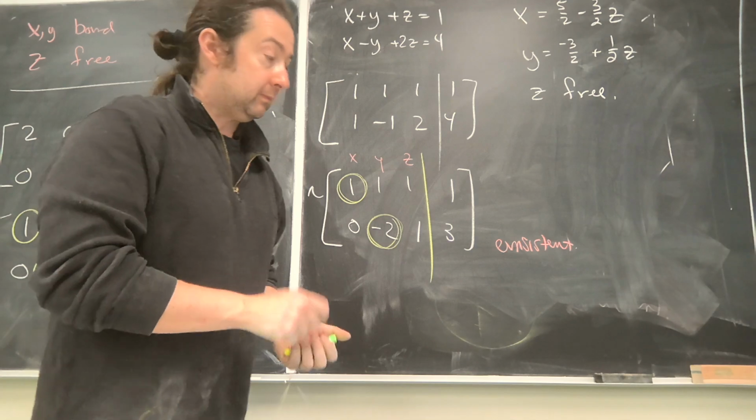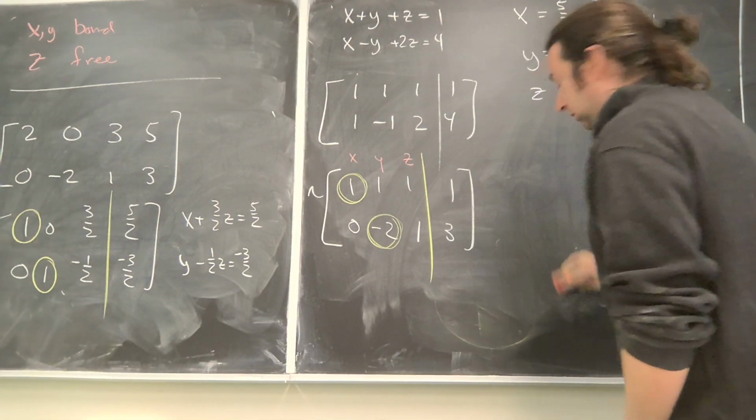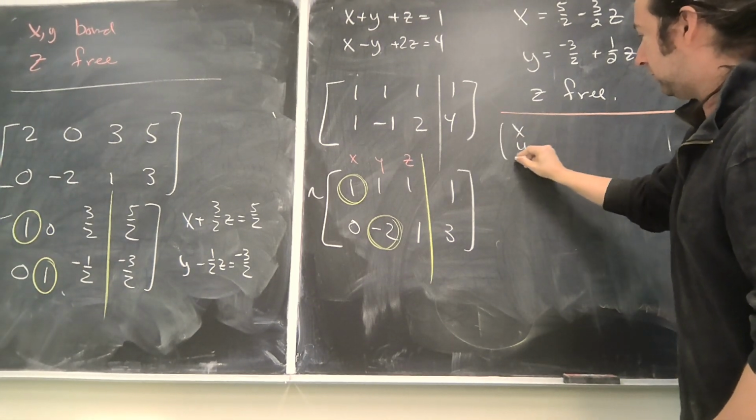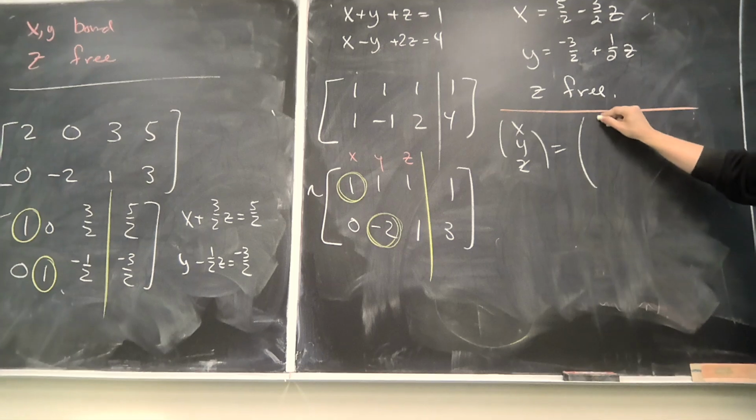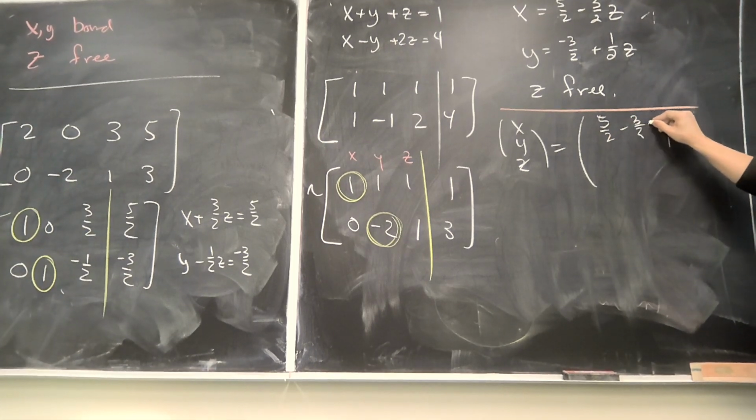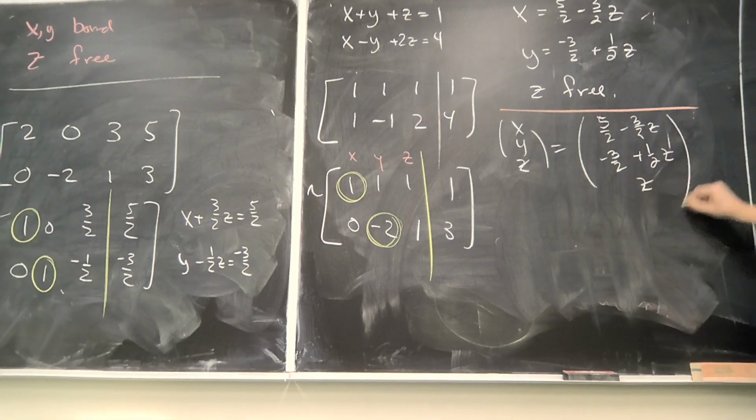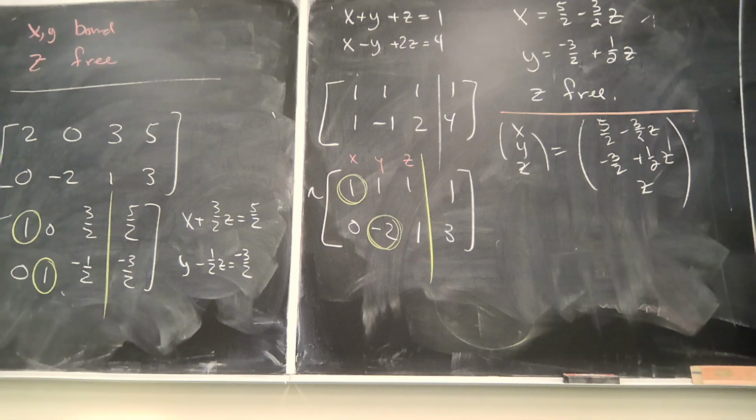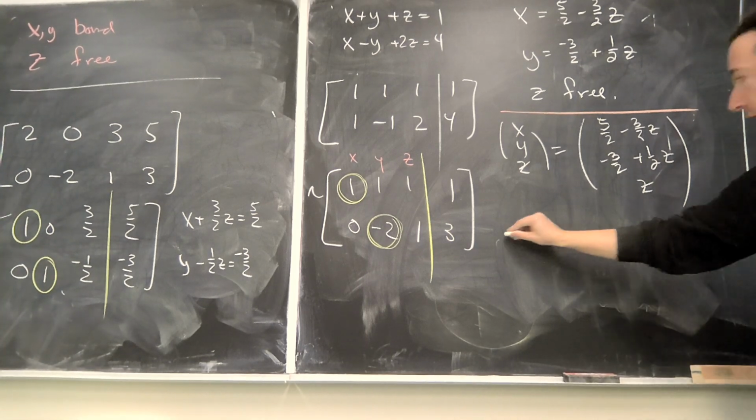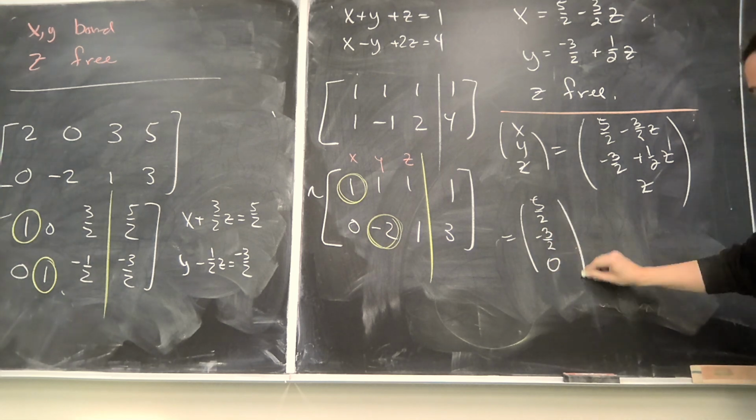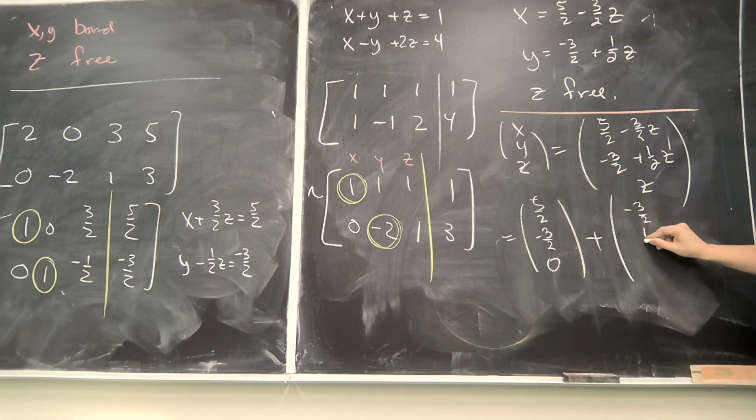But geometrically, and with the stuff that we're driving to abstractly, I actually probably want to write this in parametric form. So X, Y, Z is equal to 5 halves minus 3 halves Z, minus 3 halves plus 1 half Z, Z. And if I really want to pull it apart so I can see exactly what the structure is, I'm going to write this as 5 halves, minus 3 halves, 0, plus minus 3 halves, 1 half, 1, times Z. If you really hate fractions, you could multiply all that by 2 if you really wanted to.